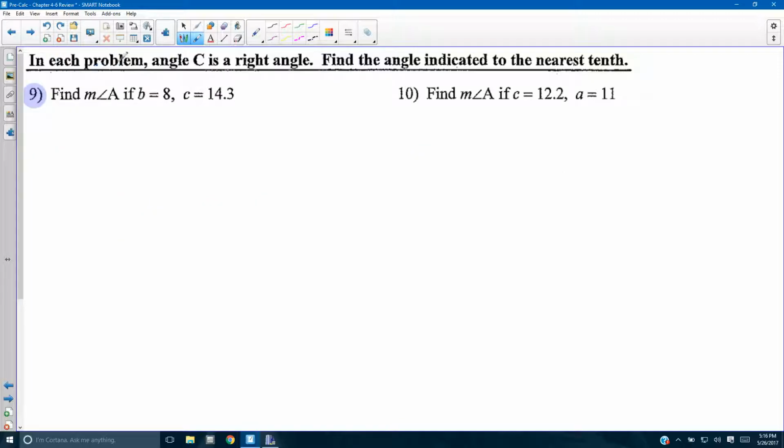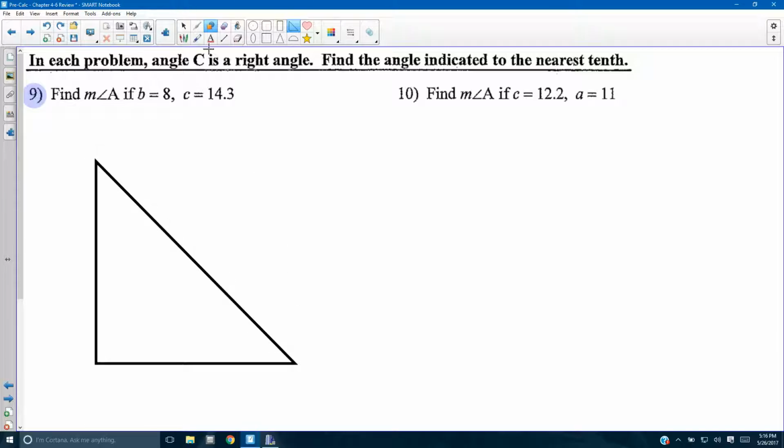Number 9 and 10. In each problem, angle C is a right angle. Find the angle indicated to the nearest tenth. I started saying this motto with conic sections, but I could have said it a long time ago as well. When in doubt, draw it out. They're saying angle C is a right angle. That's fantastic. I don't see a drawing with it though, right? So I think we'd all prefer, let's draw a right triangle.